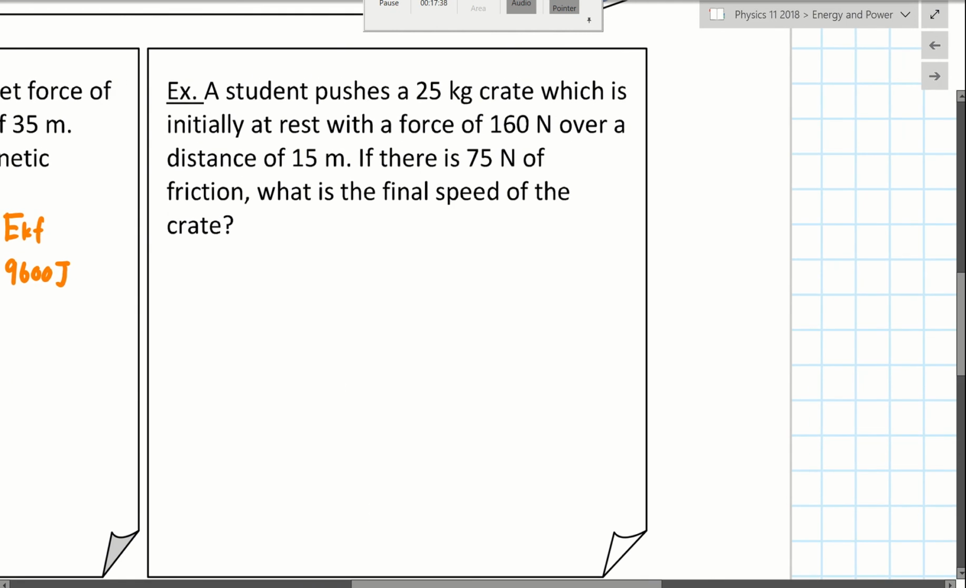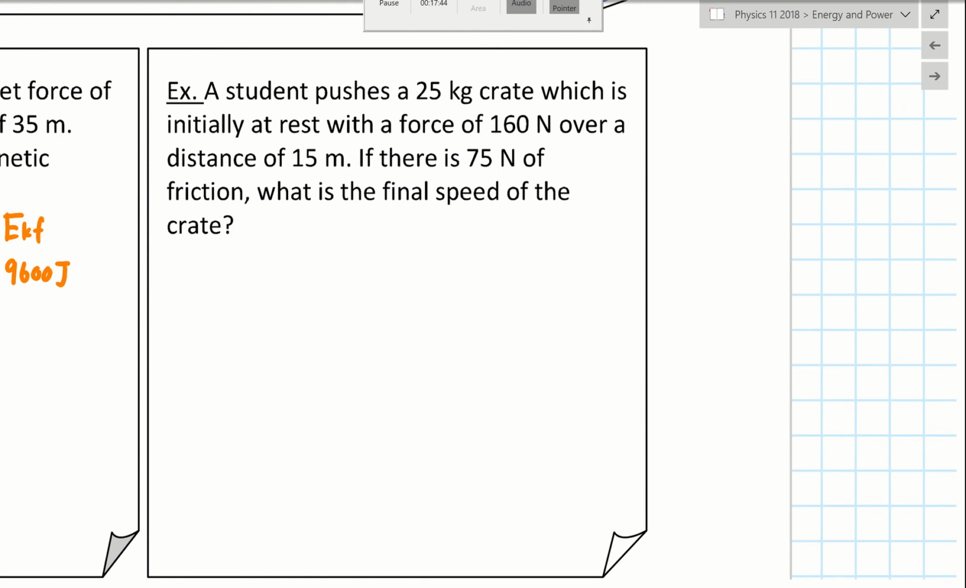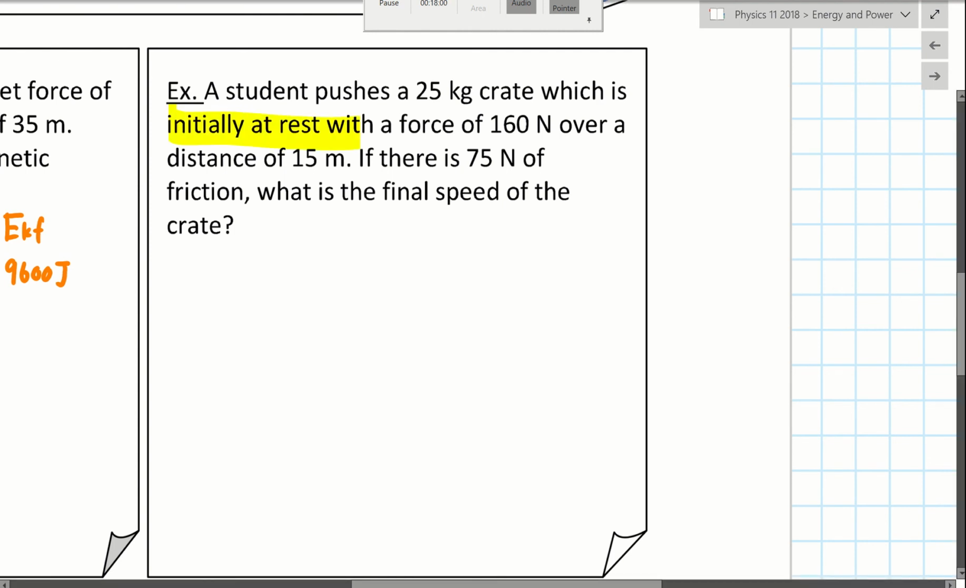We do have a question where you have to calculate V initial, V final. So this is a perfect one. A student pushes a 25 kilogram clay, which is initially at rest, with a force of 160 Newton over a distance of 15 meters. If there is friction, what is the final speed of the clay? Initially, the object is at rest, so V initial equals 0. Then we're looking for V final.